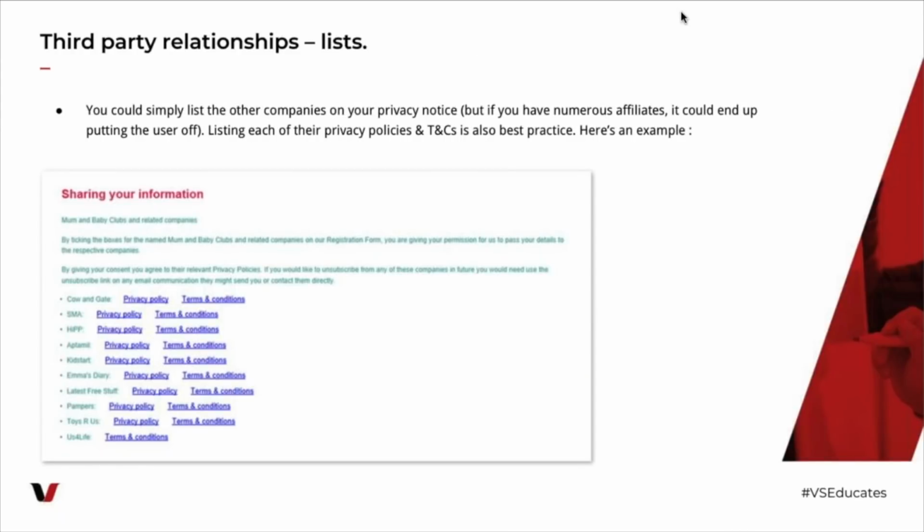Listing is quite a good way as well. You could simply list the other companies in your privacy notice, which I just touched on. But rather than just listing where the data is going to be sent, you could pull their privacy policy and link to their terms and conditions, so that everybody's in a list, but the user, again making it as easy as possible, can click through to the privacy policy and the terms and conditions, which is a really nice example and a really easy way of displaying it.